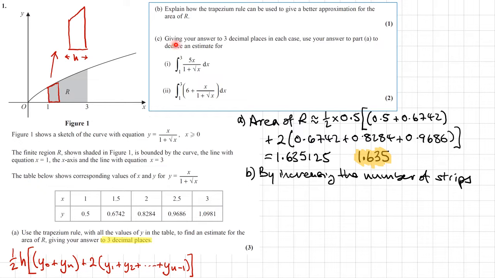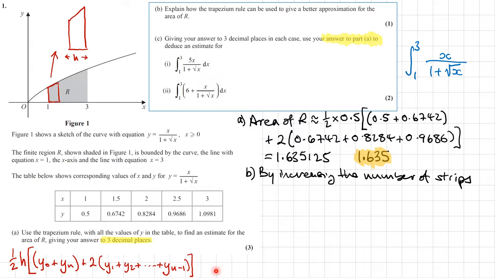Part C. Given your answer to 3 decimal places in each case, use your answer to part A. So we're going to be using this answer from part A to deduce an estimate for, in the first case, this integral here. So the first thing I'm going to do is actually just write down what the integral was that we worked out in part A. And that was an integral between the limits of 1 and 3 of x over 1 plus root x. And what I want to do is to compare that to what I've got here.